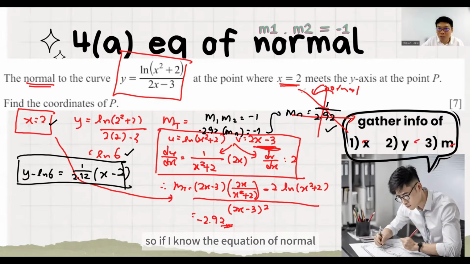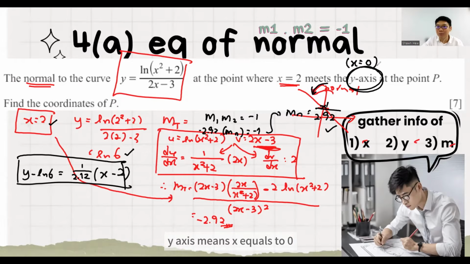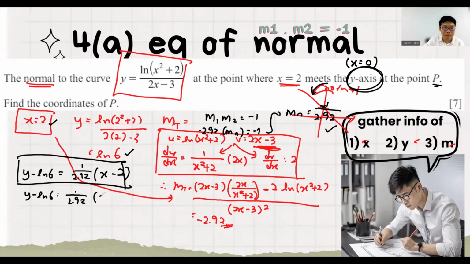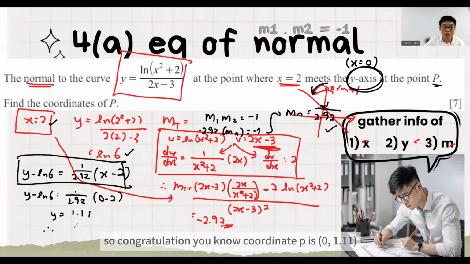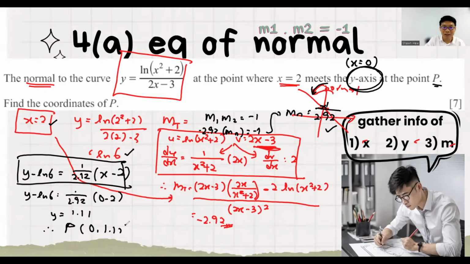So if I know the equation of normal, we can find the coordinate of P. Coordinate of P lies on the y-axis. So y-axis means x equals to 0. So subs in x equals to 0, and you get y equals to 1.11. So congratulations, you know coordinate P is (0, 1.11).